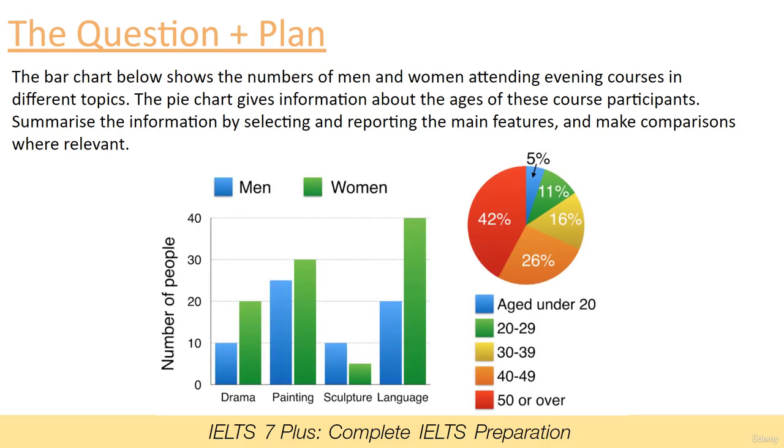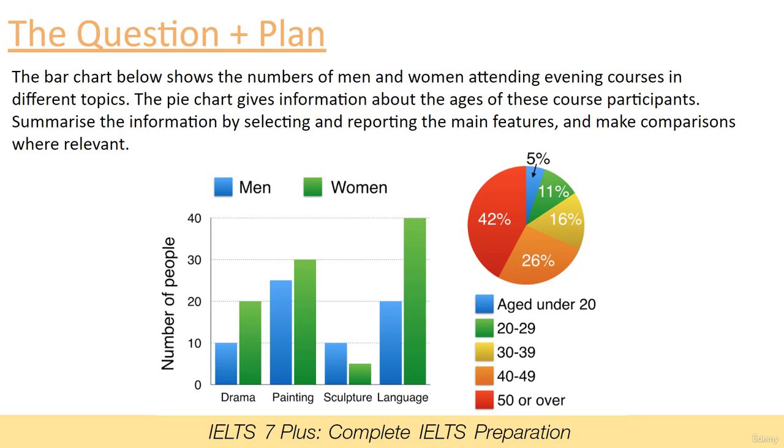So let's begin on the left. On the left, we have our bar chart. At the top, men in blue, women in green. Let's look at the y-axis. We have number of people from 0 to 40. And along the x-axis, we have 4 different courses. We have drama, painting, sculpture, and language. The first thing I can see is language has what seems to be a pretty high number of enrollments. Sculpture, not so much. Painting seems quite popular. Drama, so-so. Okay, so that's pretty much the bar chart.